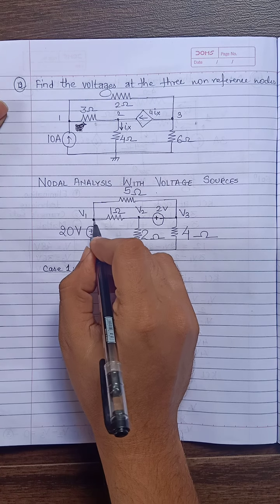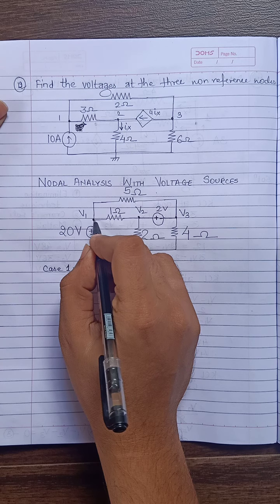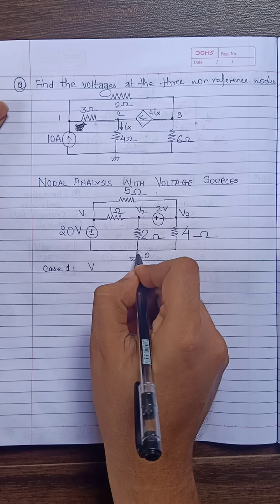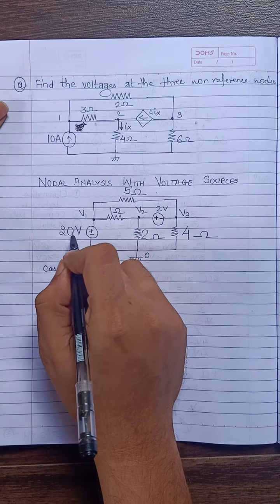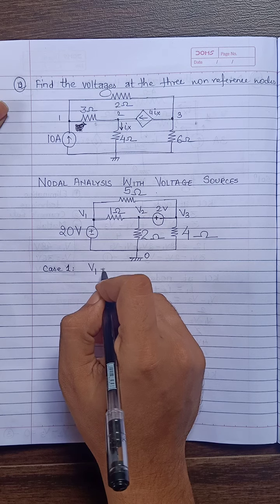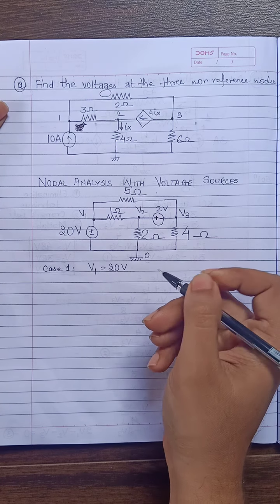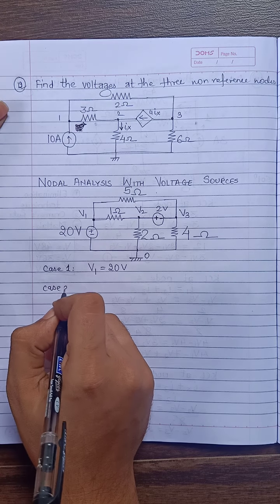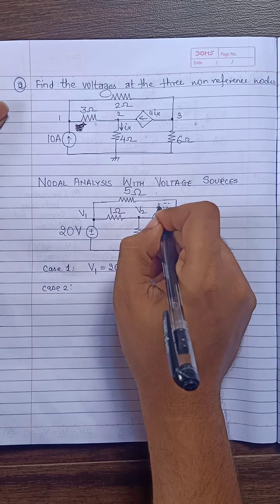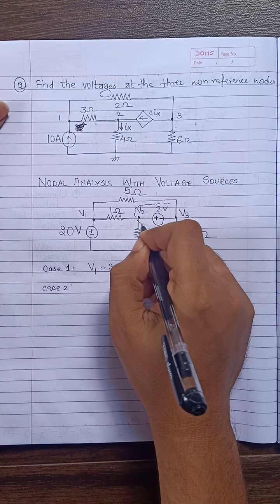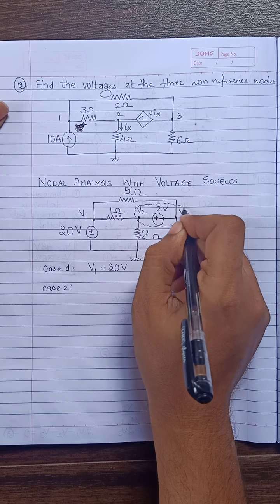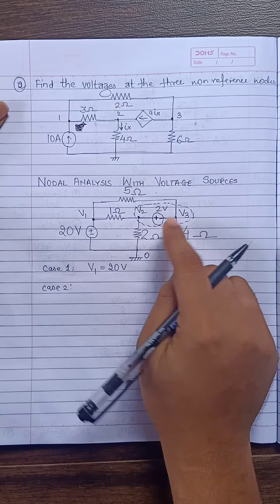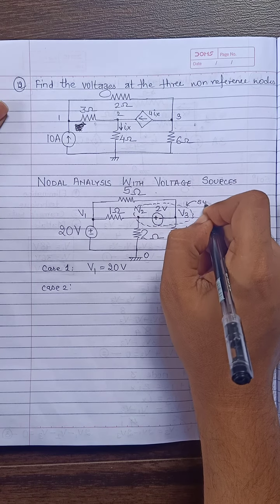Case 1, you can see 20 volts is directly attached to node V1. So I can say any voltage between a reference node and a non-reference node that is directly connected, we call V1 as 20 volts. So this analysis is very much simple. But in case 2, you can see here, this 2 volt source is between two non-reference nodes. So in that case this node is called a supernode.